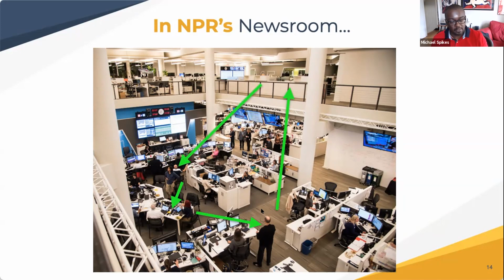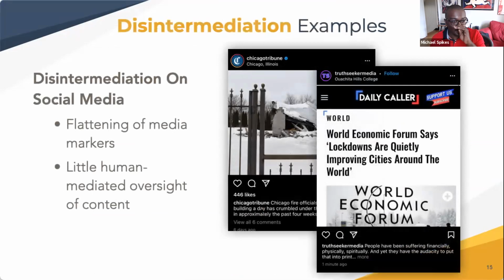So in this particular example, we see how multiple hands can touch a story, but sometimes we may only see that one or two names are on the byline of that story. But what this does is it helps to ensure that the stories are free of errors and are as accurate as possible. Now, on the other hand, online, social media platforms largely allow users to freely post content and share it with others with, again, very little human mediated oversight.